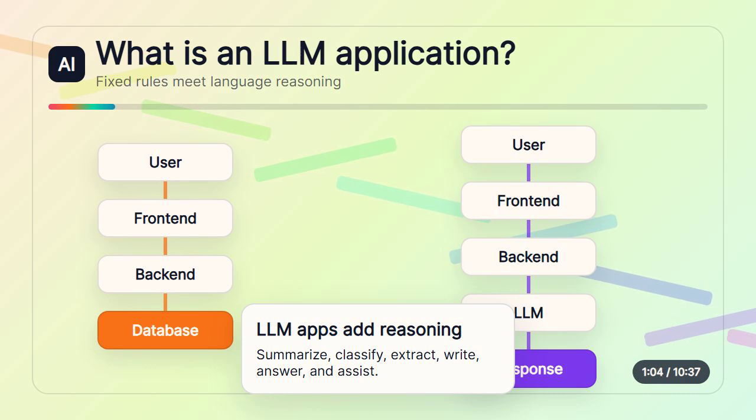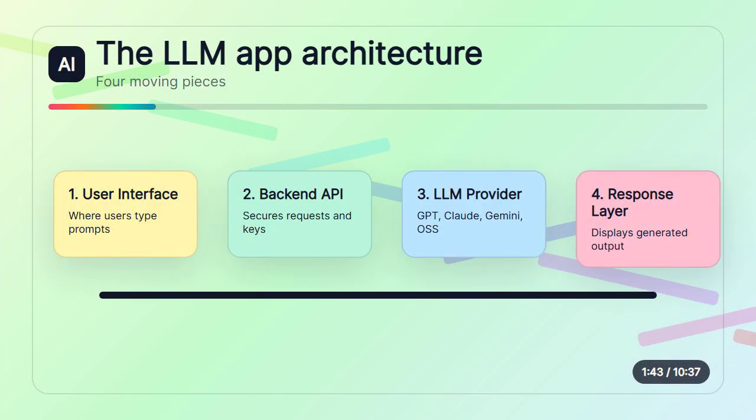LLM applications introduce intelligence by allowing a language model to reason, summarize, classify, extract information, write content, and answer questions. That means the application is no longer limited to a fixed set of rules. It can interpret natural language and produce useful responses based on the user's request. Common examples include AI chatbots, document summarizers, customer support agents, code assistants, and research assistants. Today we'll build the simplest possible version, an AI assistant.